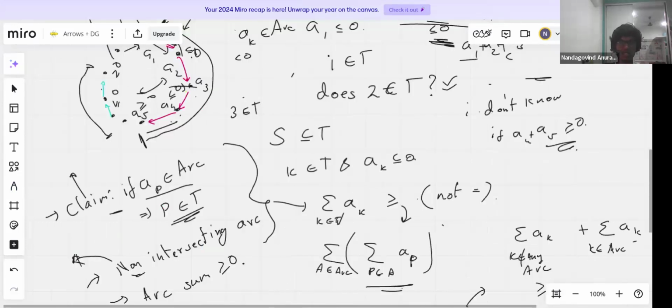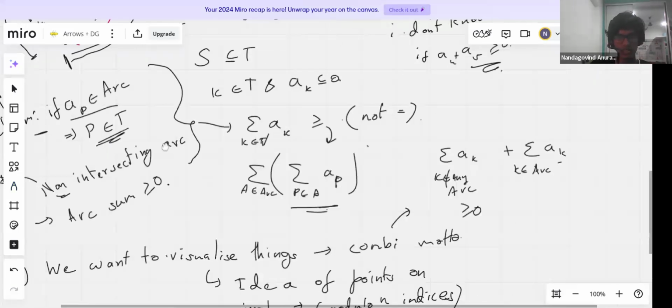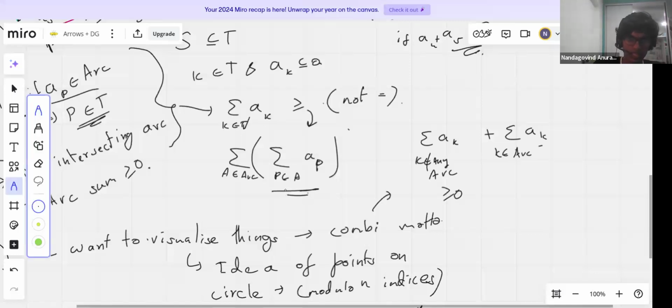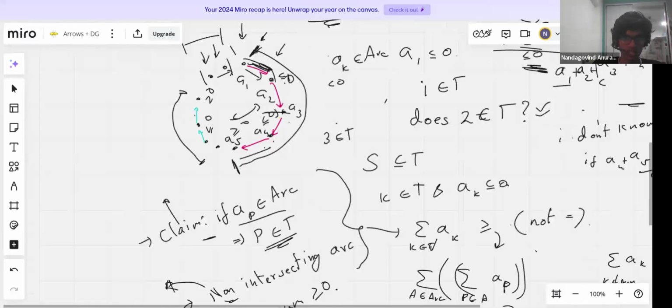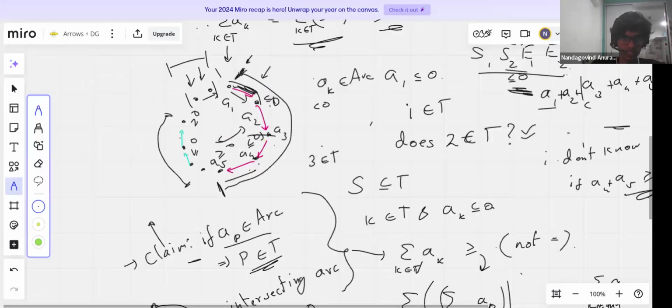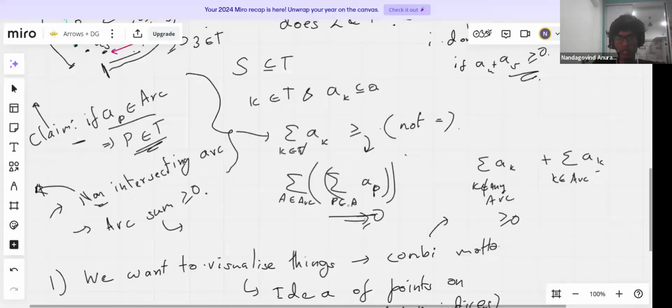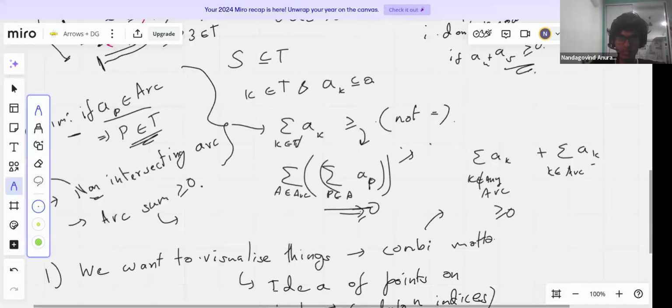Yeah. So we have this thing, and what we're basically using is that this sum is greater than or equal to 0 for each arc. This is just by definition of the arc. It's the minimal value so that this thing is greater than or equal to 0. So an arc sum must be greater than or equal to 0. So we're summing over a lot of things that are greater than or equal to zero. Therefore the entire sum should be greater than or equal to 0. Does that make sense?